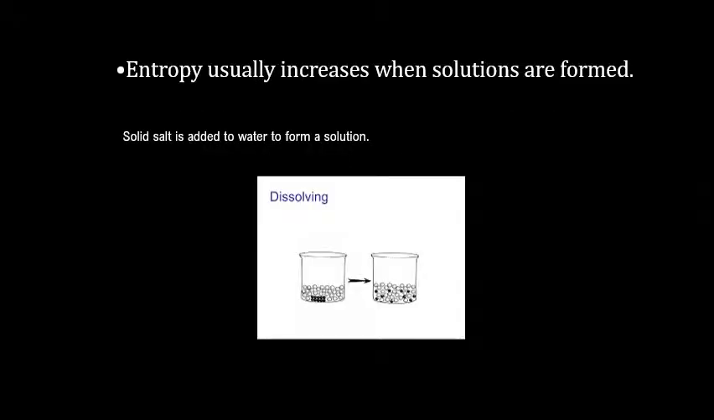Similarly, entropy usually increases when solutions are formed. Say, for example, solid salt is added to water to form a solution. What happens? The solid salt will have an orderly arrangement. When it is in water, it will dissociate into ions, sodium ions and chloride ions, and there is more randomness for those particles. So the entropy increases. So it will have positive entropy whenever something is dissolved in water, sugar dissolved in water or salt dissolved in water. So the randomness increases, so it will have positive entropy.